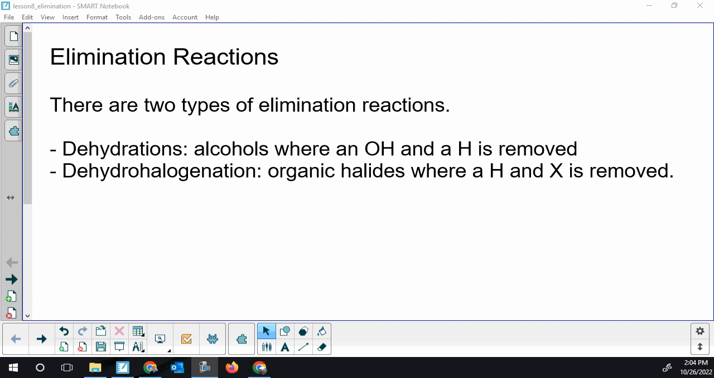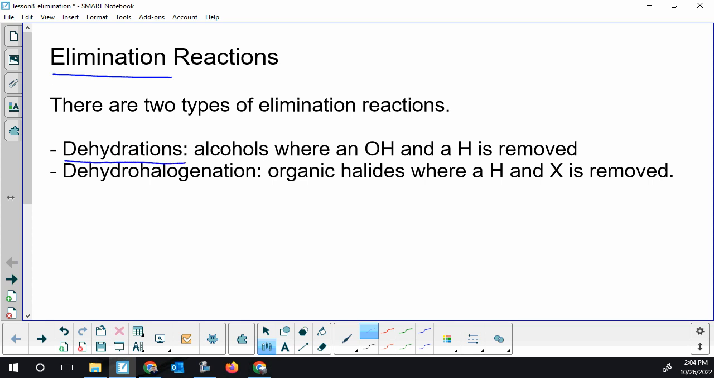So elimination is our theme, so we're into our third reaction type. For your diploma, they're only going to use the word elimination. Now, I like to teach it and use the two types of elimination. Okay?